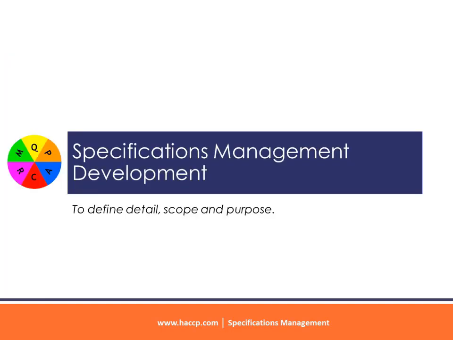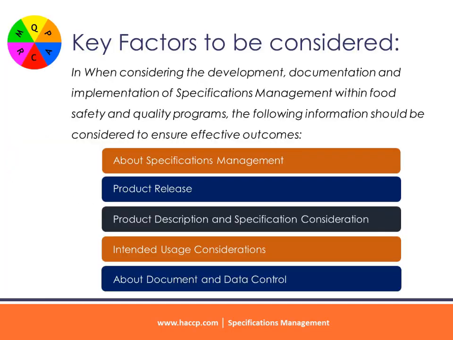Specifications management development. When considering the development, documentation and implementation of specifications management within food safety and quality management systems, the following information should be considered to ensure effective outcomes. About specifications management. Product release. Product description and intended use. Intended usage considerations. About document and data control.